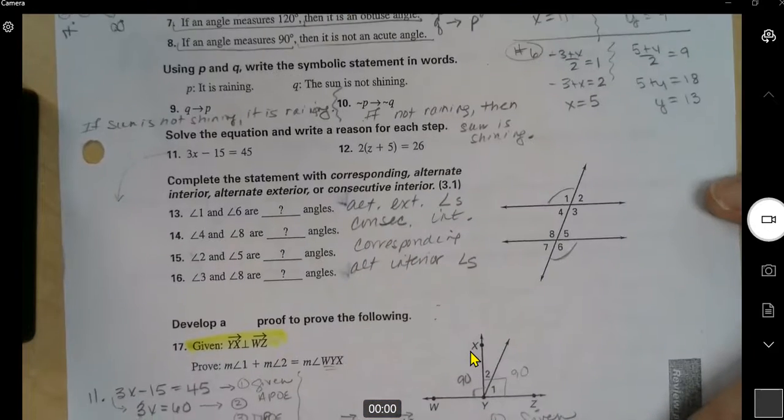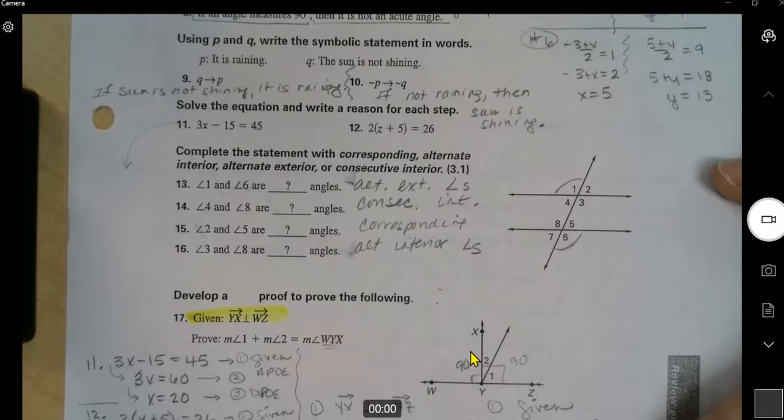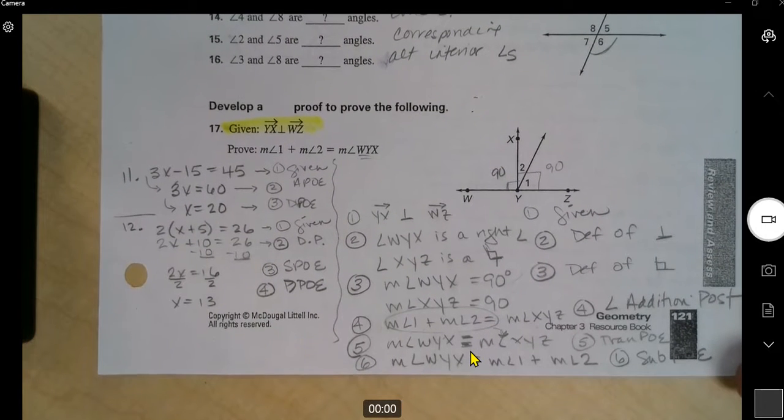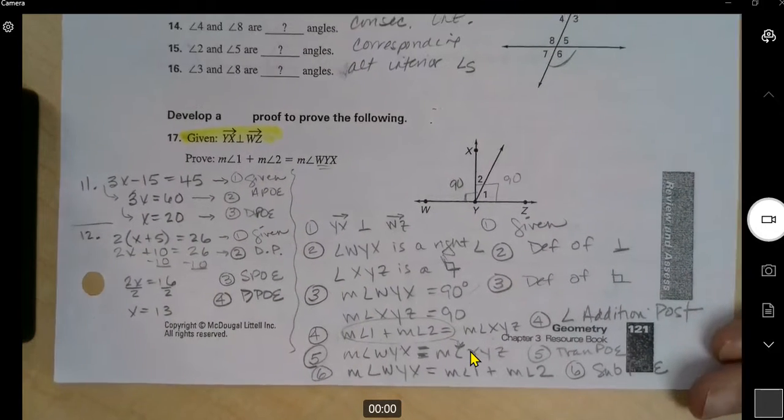When we look here at these angles, 13 through 16 should have been easy because you just took a test on that stuff. So not a problem there. All right, let's talk about this proof. I kind of loved it.